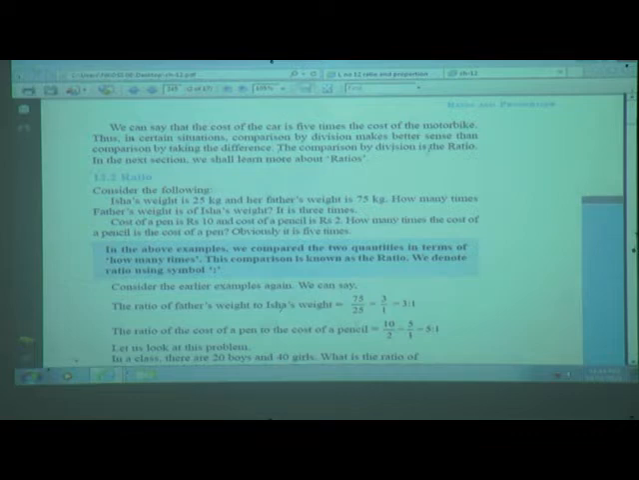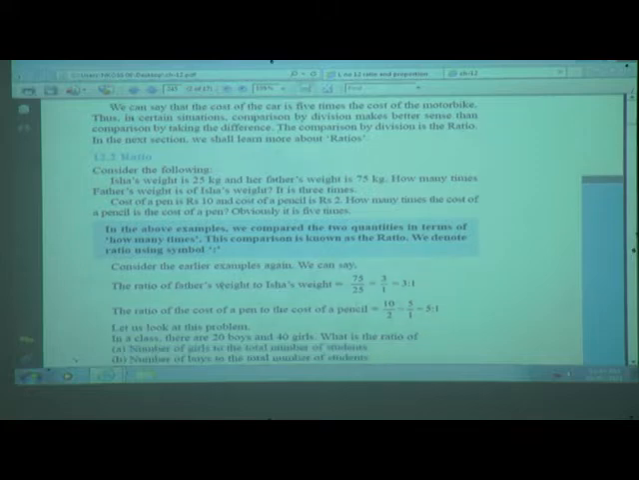The comparison by division is the ratio. So we have compared the quantities either by the difference method, that means we have subtracted the quantities and found out the difference. In the above example, we compared the two quantities using the method of division. So the comparison by division is called the ratio. Now in today's class, we are going to see more in detail about ratio.